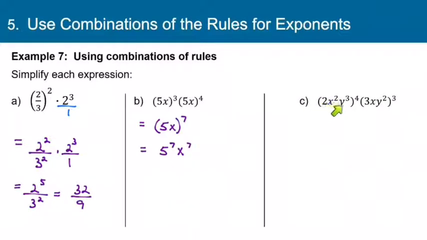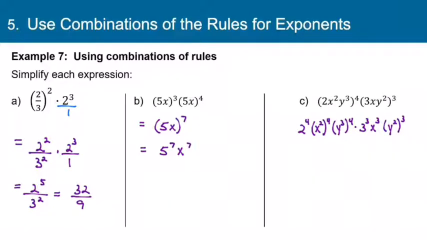We have 2x squared y to the third all raised to the fourth power times 3xy squared all raised to the third power. So the first thing I want to do is eliminate these parentheses. So I'm going to apply this fourth power to everything inside the first parentheses and apply this third power to everything inside this parentheses. And in doing that, we are using power rule B. So let's write that out. That's going to be 2 to the fourth times x squared to the fourth times y to the third to the fourth times 3 to the third times x to the third times y squared to the third.